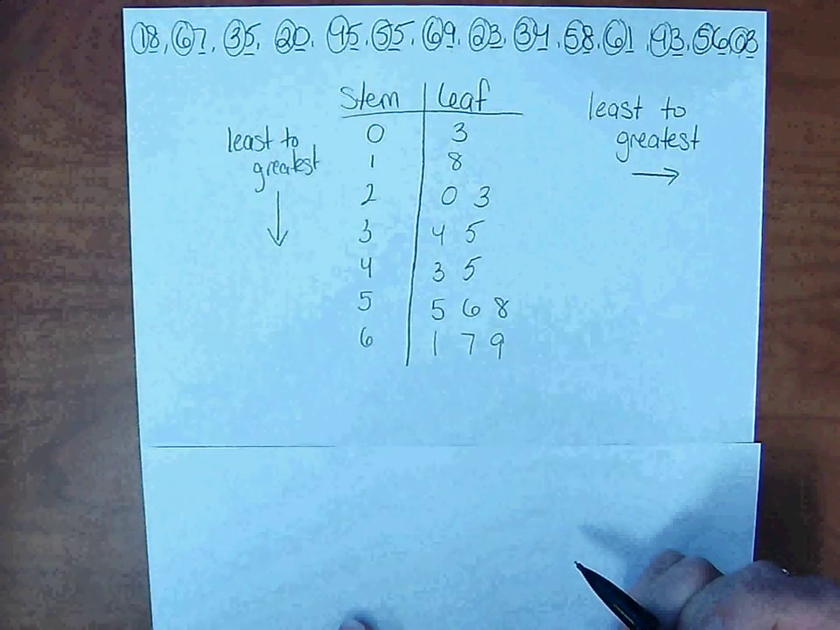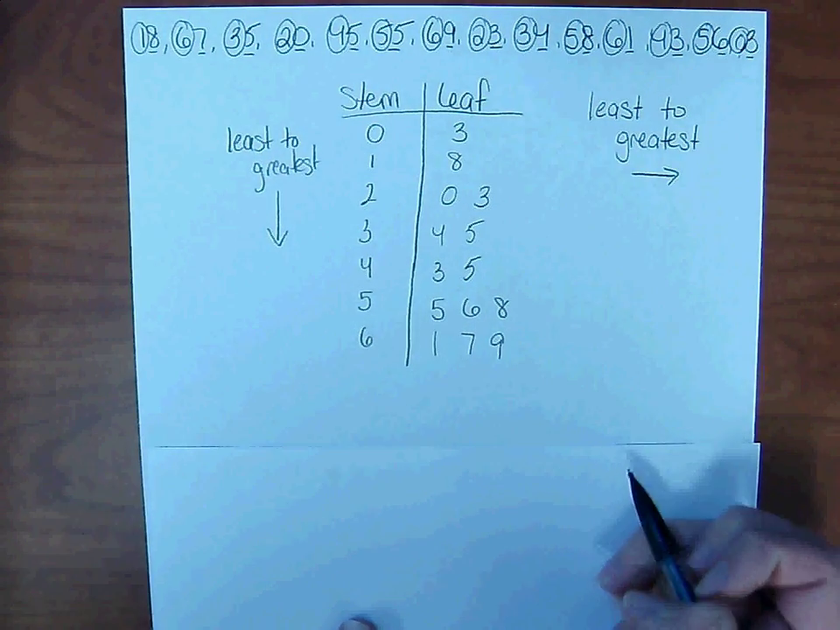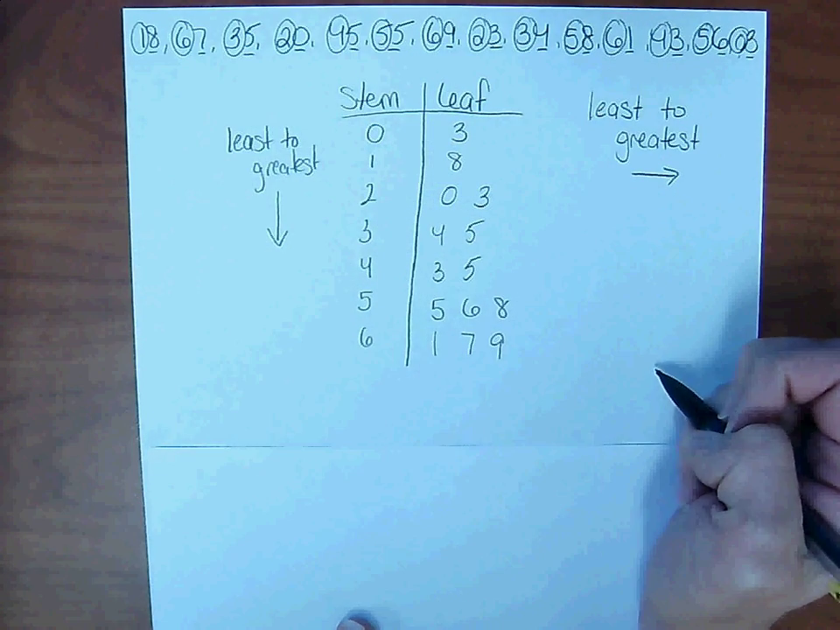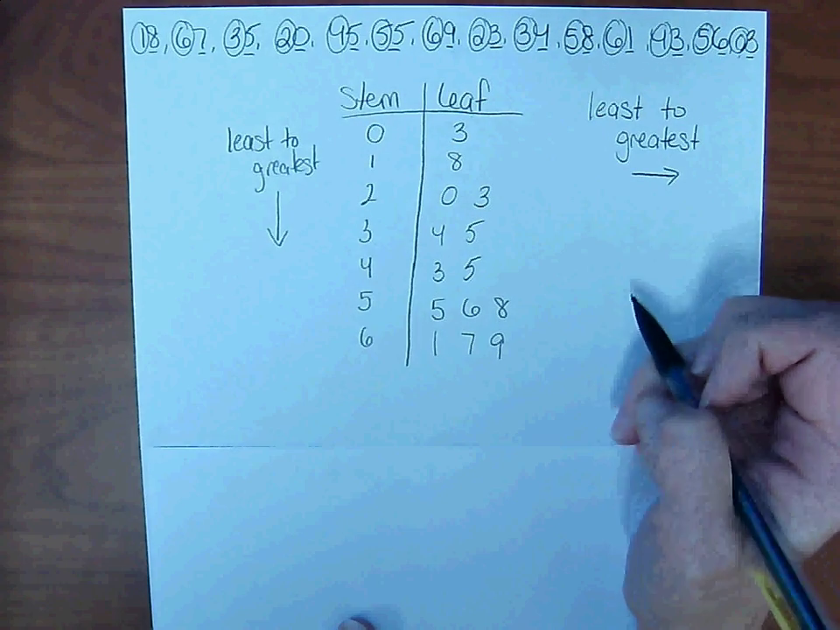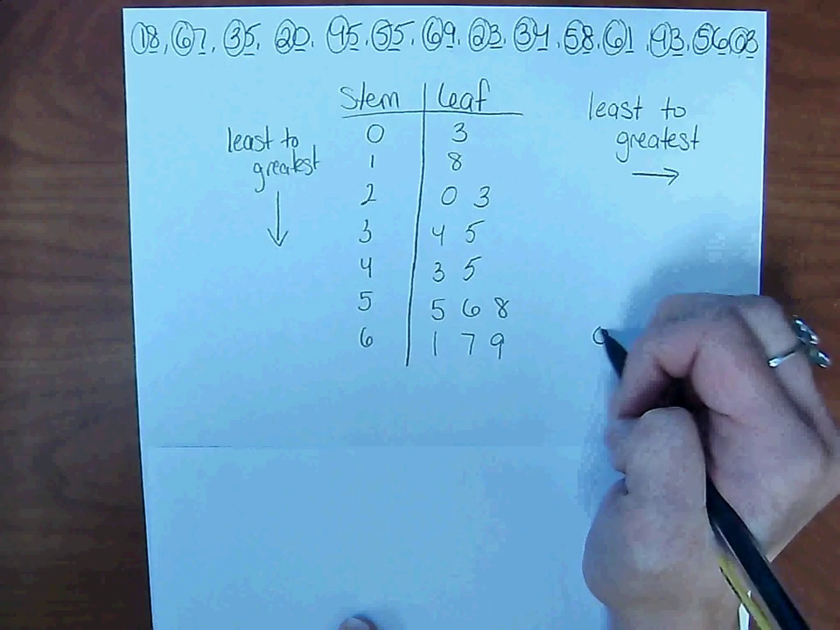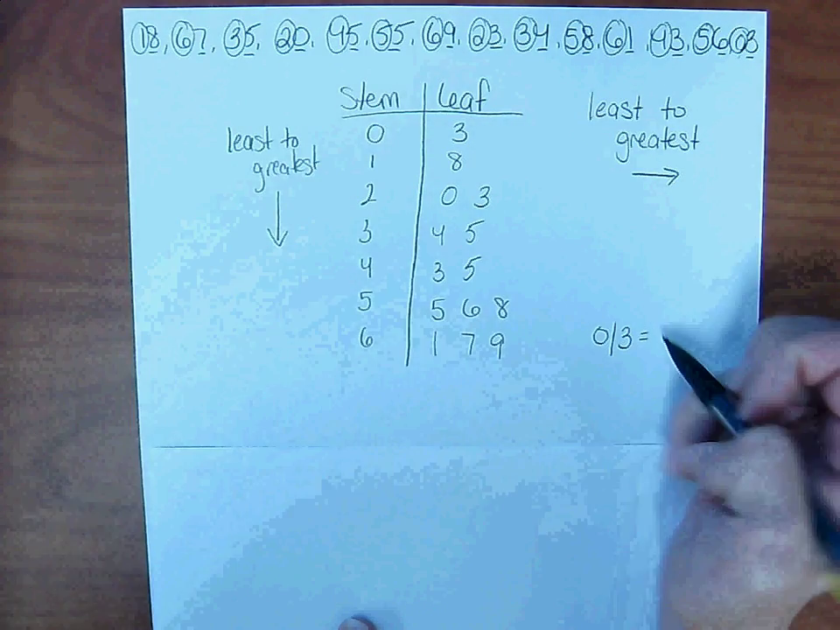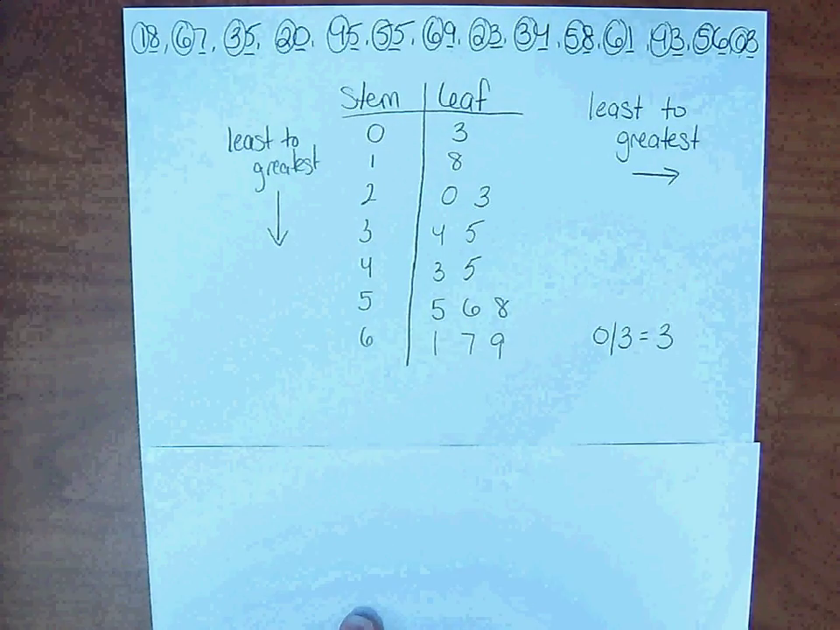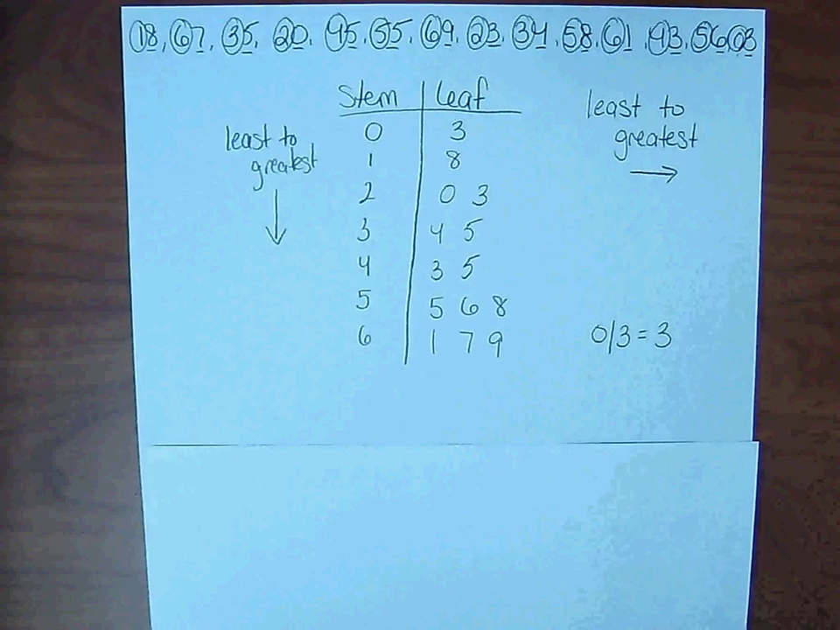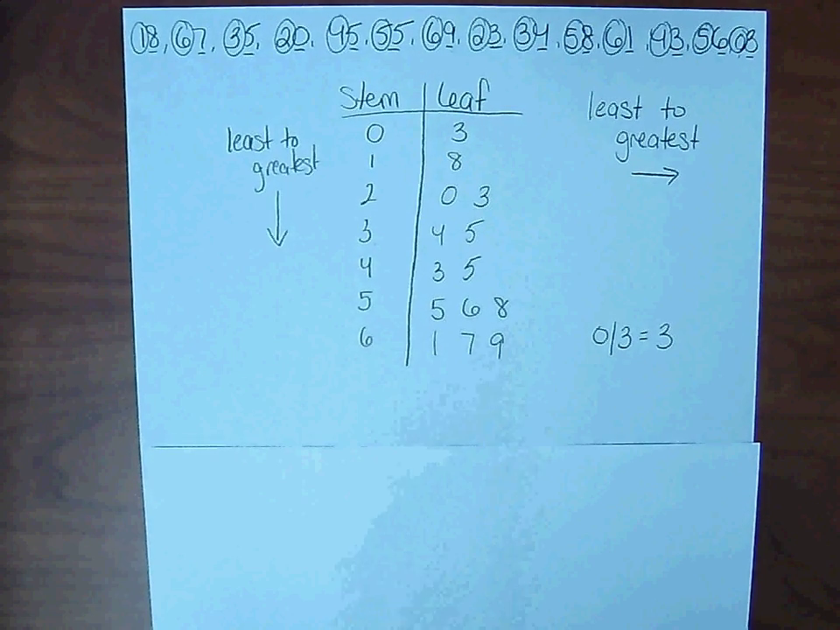So we got to include a key. It doesn't matter what stem and what leaf you use. I always use the first stem and first leaf. So 0, 3, the way that was read in our data was the number 3. So that lets your reader know what kind of numbers you're dealing with.